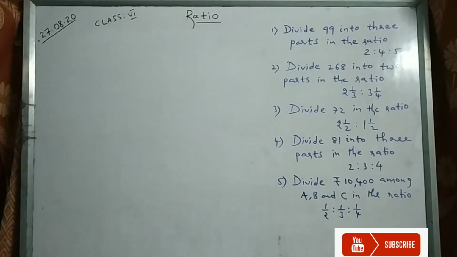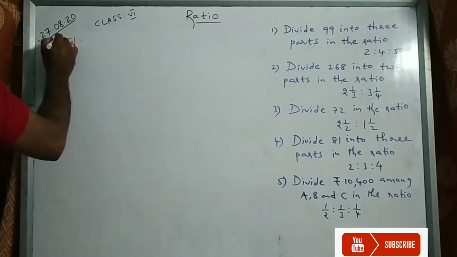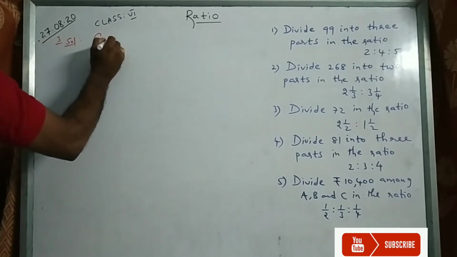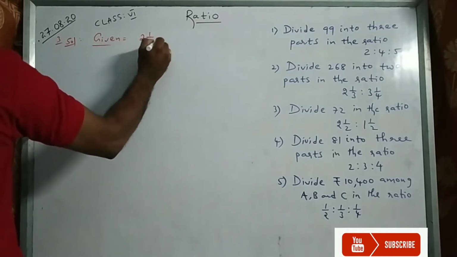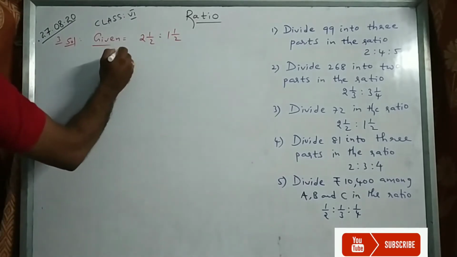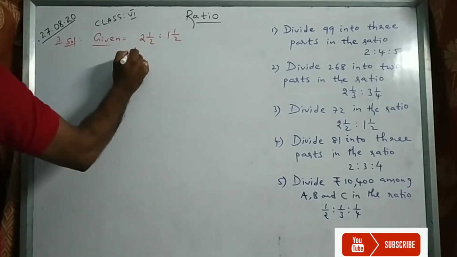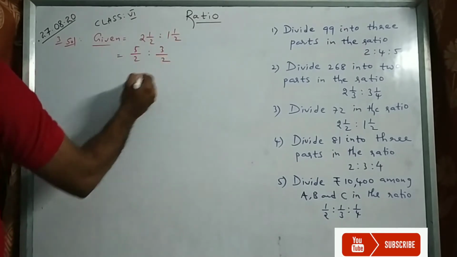Look at the third one. What is the ratio here? Third solution. What is the given ratio? 2 1/2 is to 1 1/2. Here also we are given mixed fractions. Change it. 2 twos are 4 plus 1, 5 by 2. 2 ones are 2 plus 1, 3 by 2.